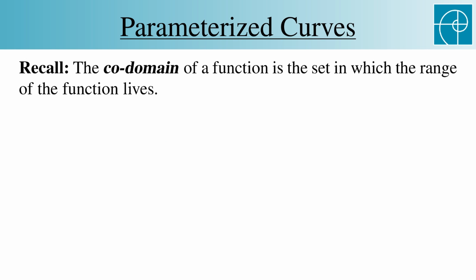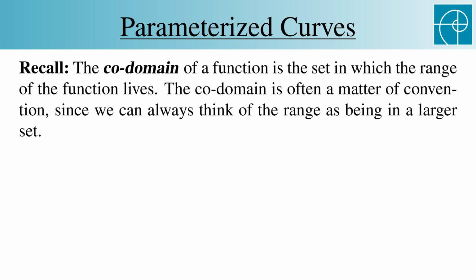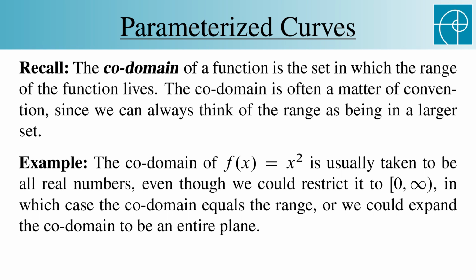Recall that the codomain of a function is the set in which the range of the function lives. The codomain is often a matter of convention, since we can always think of the range as being in a larger set. For example, the codomain of the function x squared is usually taken to be all real numbers, even though we could restrict it to the interval from 0 to infinity, in which case the codomain equals the range. Or we could expand the codomain to be an entire plane.